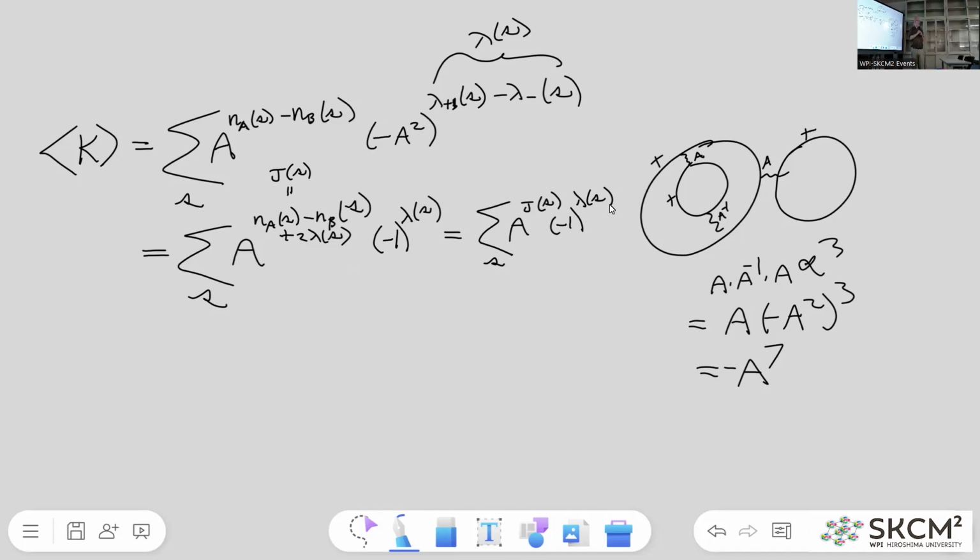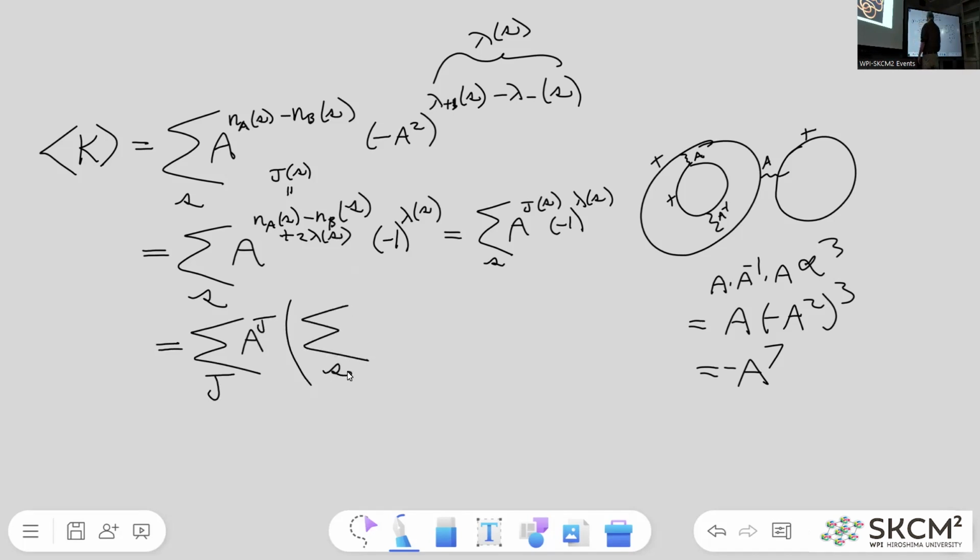I'm trying to think of the polynomial without going into the details of the link, but on the other hand, I'd like an exact formula. So I could rewrite this as the sum on J of A to the J times whatever will contribute to a given J. So this is going to be the sum on states such that J of S is equal to this fixed J.